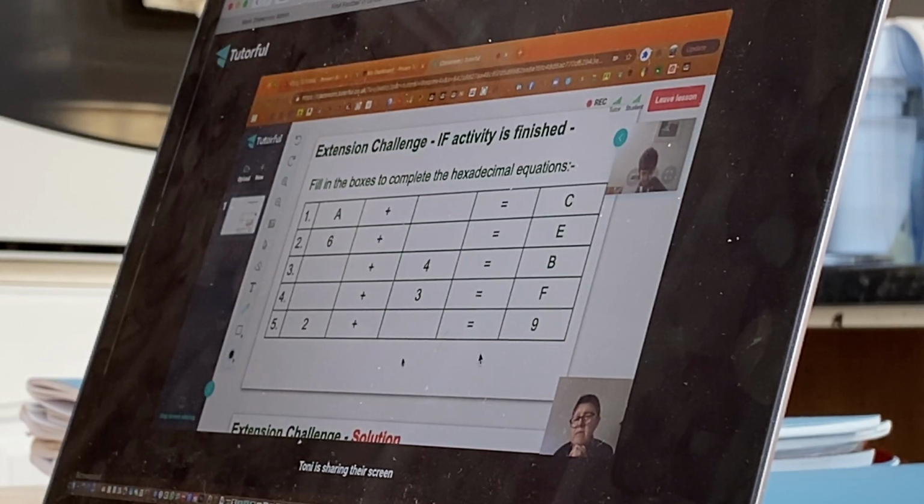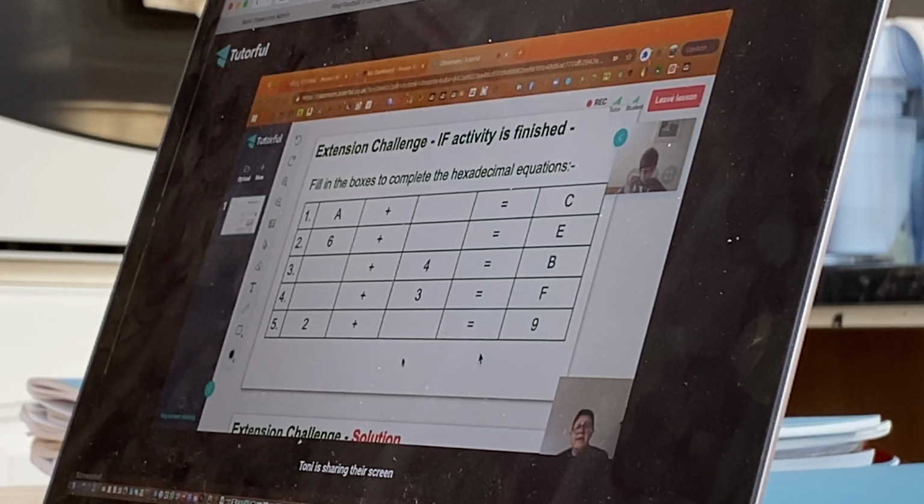10. Good. So we now know this sum says 10 plus something equals C. So what's C as a decimal number? 12, so the difference is 2. Excellent. So it's A plus 2 equals C. Perfect. Good. Well done. Now let's do the next one.